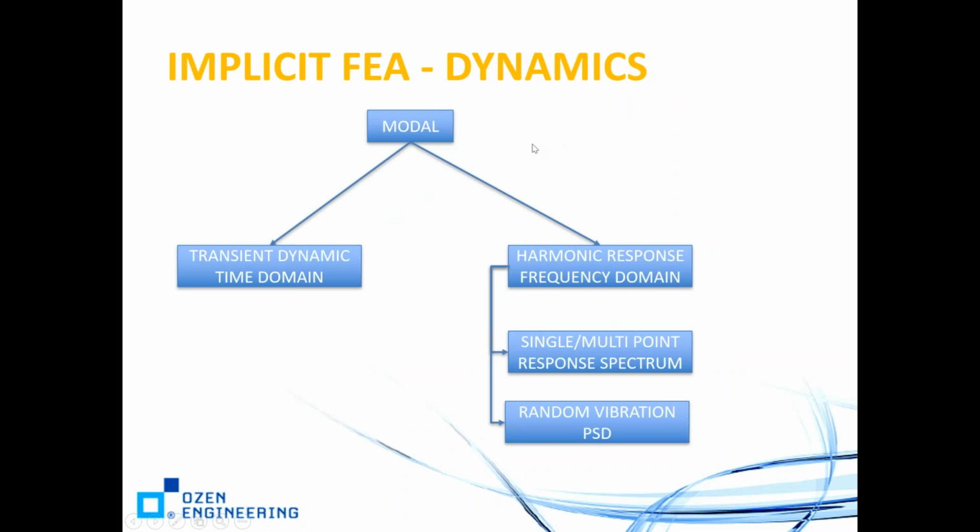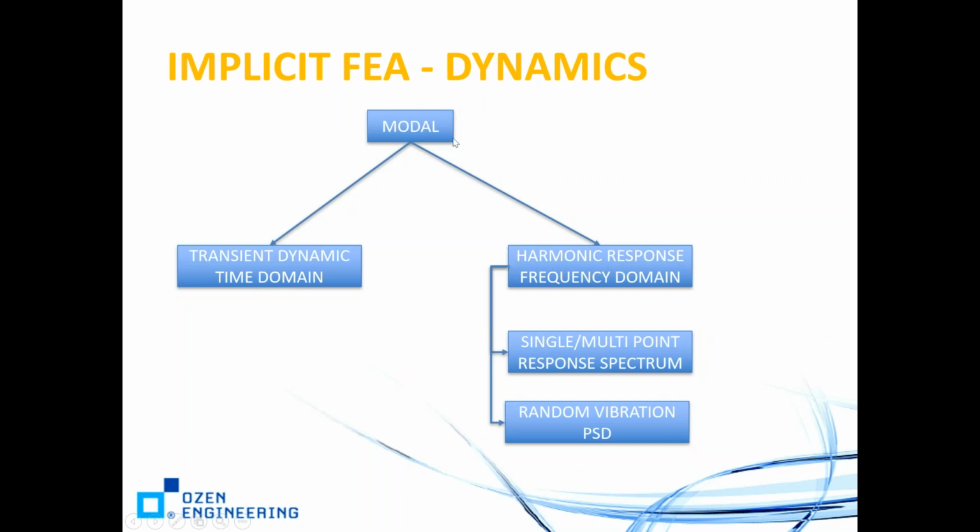When we look at implicit FEA and ANSYS dynamics, the routine that we need to go through is this: when we are going to do a dynamic simulation, we should always start out with a modal analysis. In a modal analysis, we first determine the natural frequencies as well as the mode shapes. And why is that important? Because the natural frequencies and the mode shapes are used in further simulations. After a modal analysis, we can look into transient dynamic analysis, and transient dynamic is in the time domain. Or after modal analysis, we could go into harmonic response analysis, and that's in the frequency domain. So after a modal analysis, we can solve our problems either in the time domain or the frequency domain.